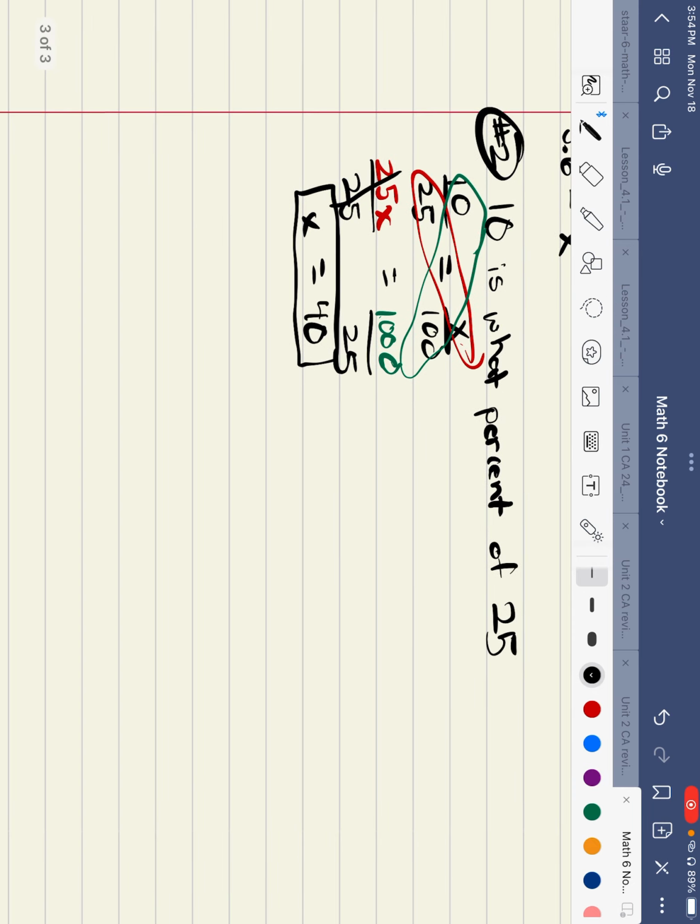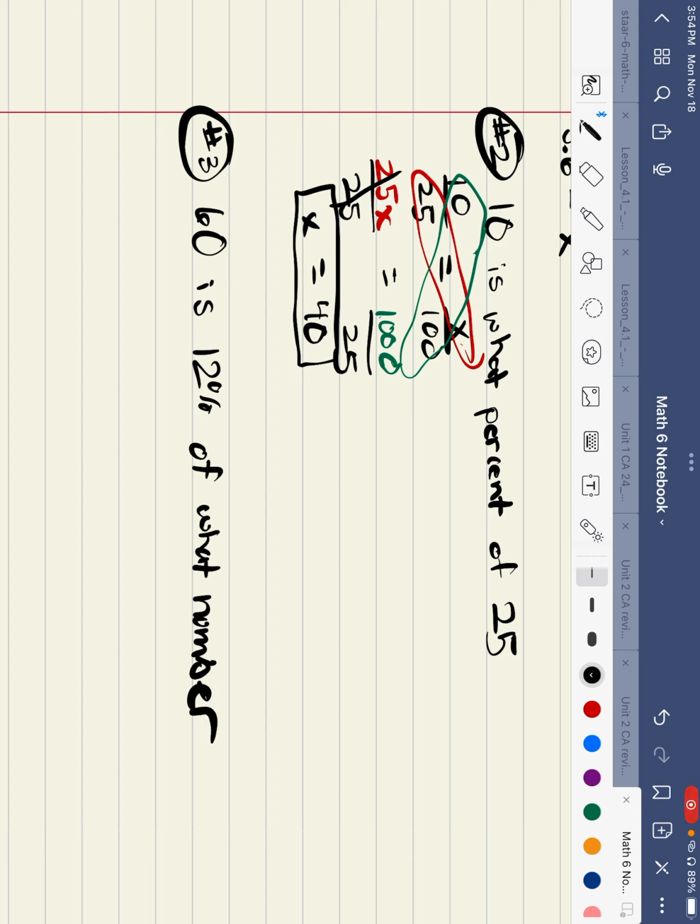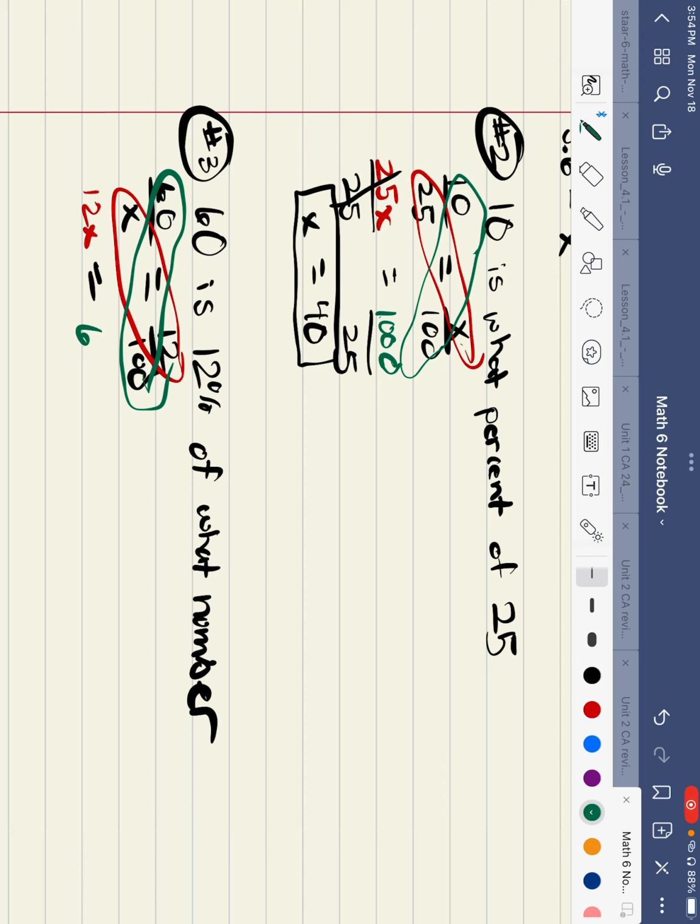All right, last one. 60 is 12% of what number? So if we set that up, we got 60. We don't know that. 12%. Cross multiply, 12x. Cross multiply, 6,000. Divided by 12, that goes away. Divided by 12, we end up with x equals 500.